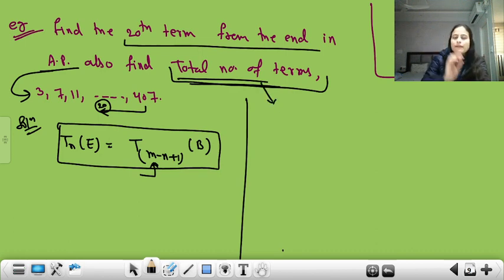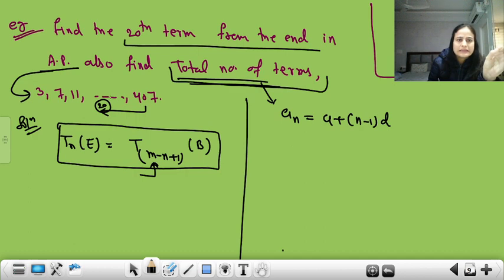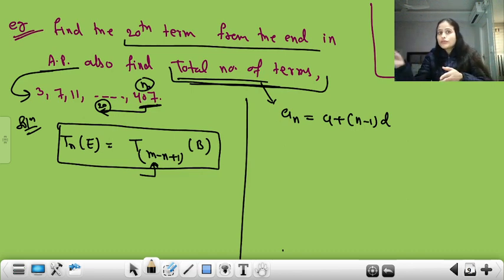Whenever I have a finite AP and I need to get the total number of terms, how to do this? The formula for the nth term is an is equal to a plus n minus 1 into d. Because this is a finite AP and I need the total number of terms, that is 1, 2, 3 up to n, the last term will be considered as the nth term, because I need counting up to the last term.